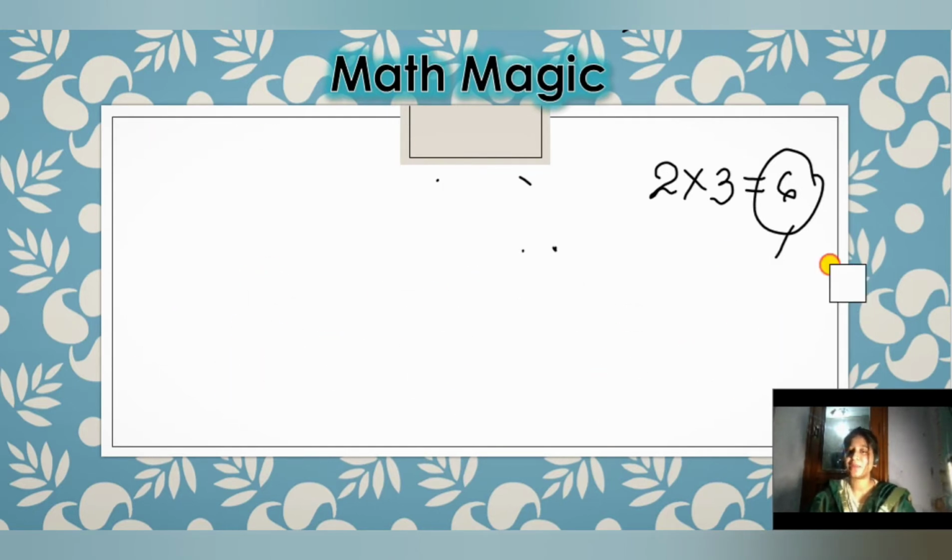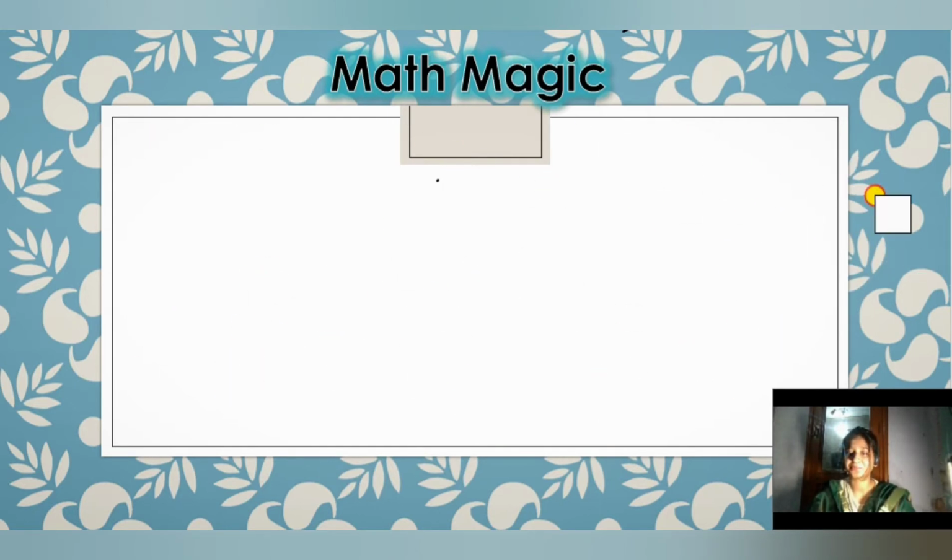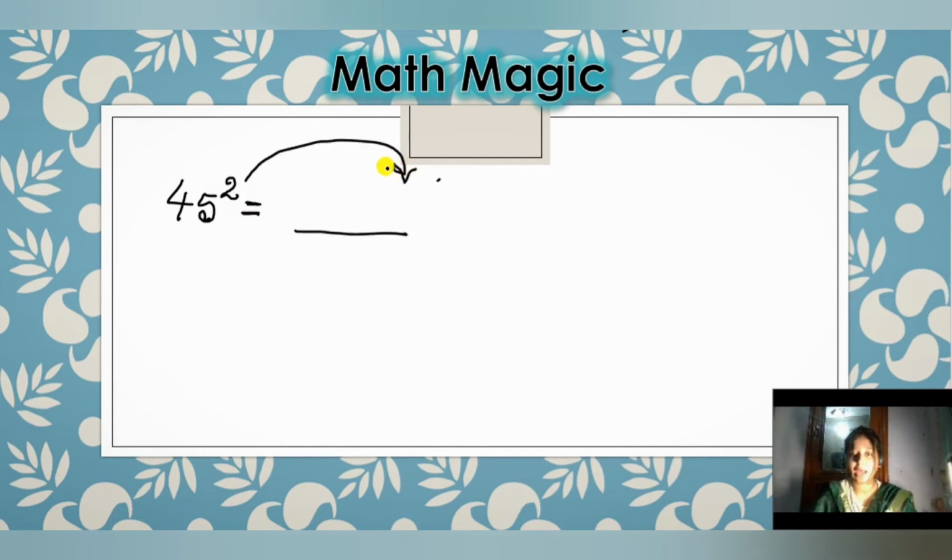Let me show you by taking one more example. Suppose you have the question 45. You have to find the square of 45. Again, there are two parts in the question. In the first part, we just square the unit digit. 5 square gives you 25. This is the last two digits of the answer.